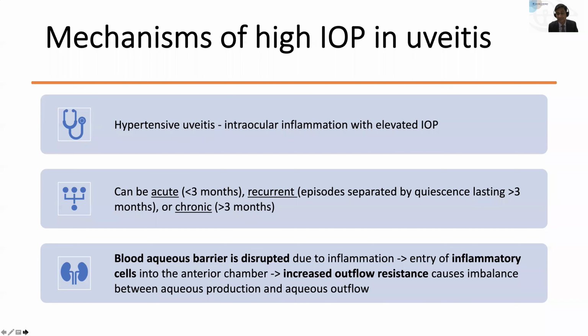It's quite a vast topic and can be a bit dry, but let me try and sum up in the next 7 to 8 minutes. So before we go into primary hypertensive uveitis as such, what are the possible mechanisms of high IOP in uveitis?